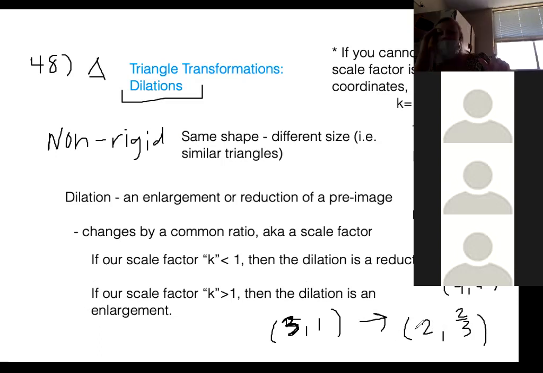So this is one where I would use the formula and do the image number divided by the pre-image number. So what is 2 divided by 3? 2/3. Thank you. That wasn't a hard question. 2 divided by 3 is 2/3. So we are shrinking it or reducing it by 2/3. Does that make sense? Okay.